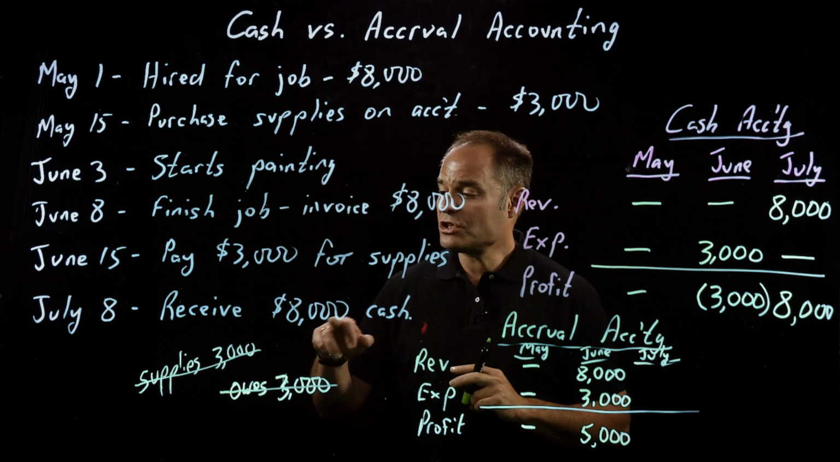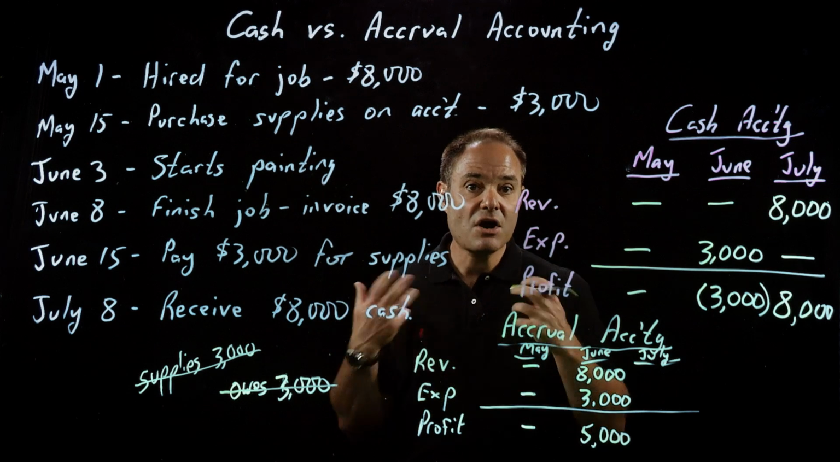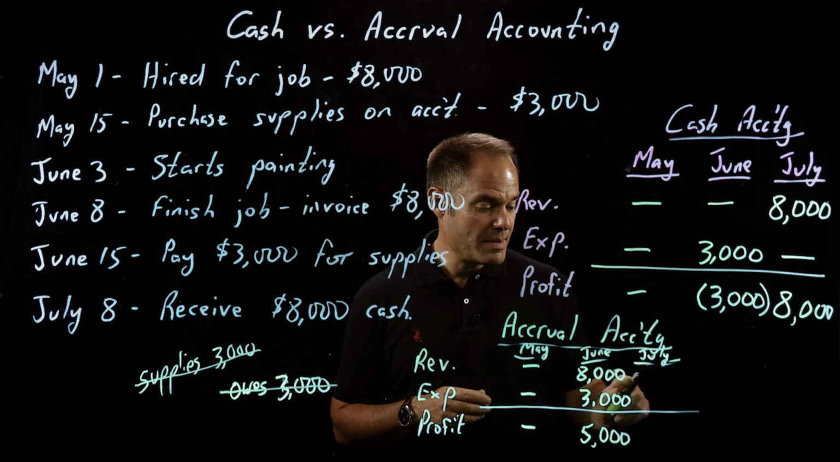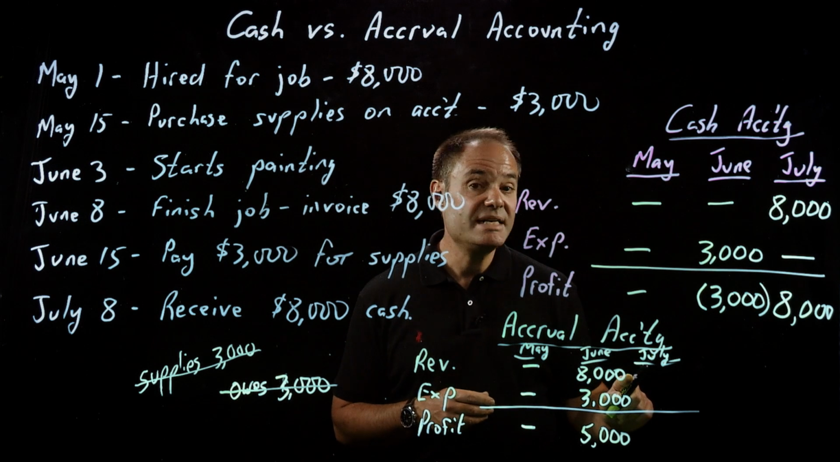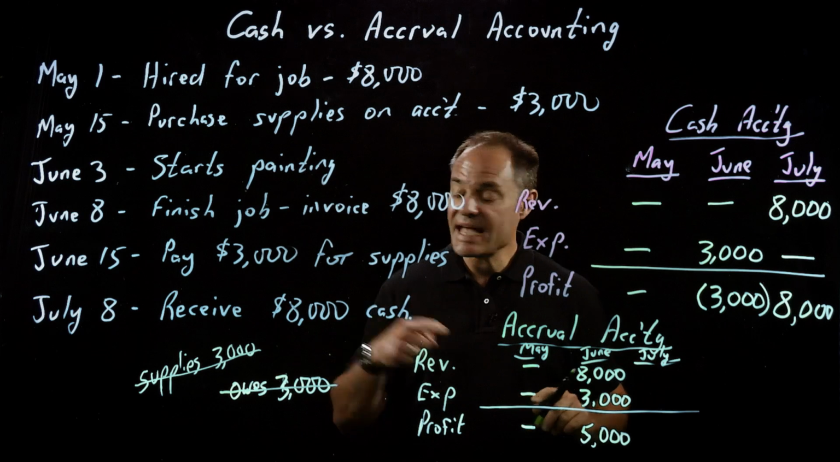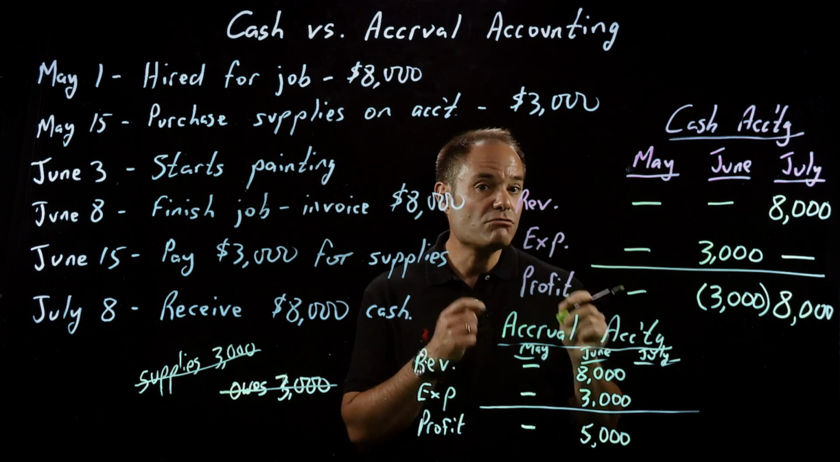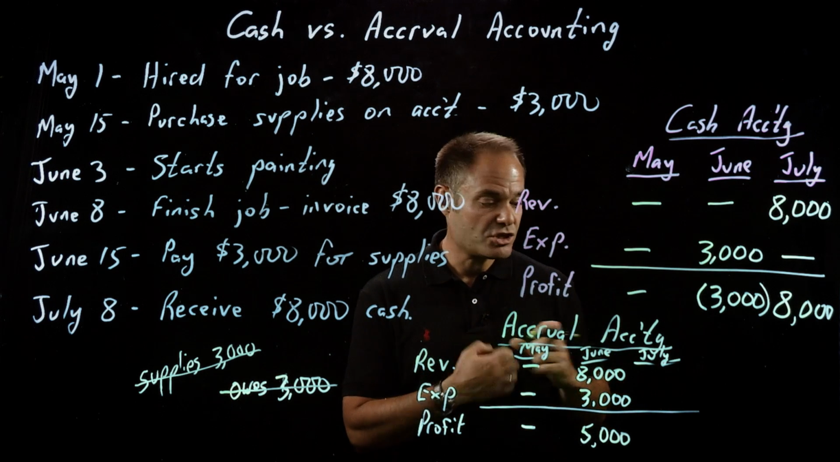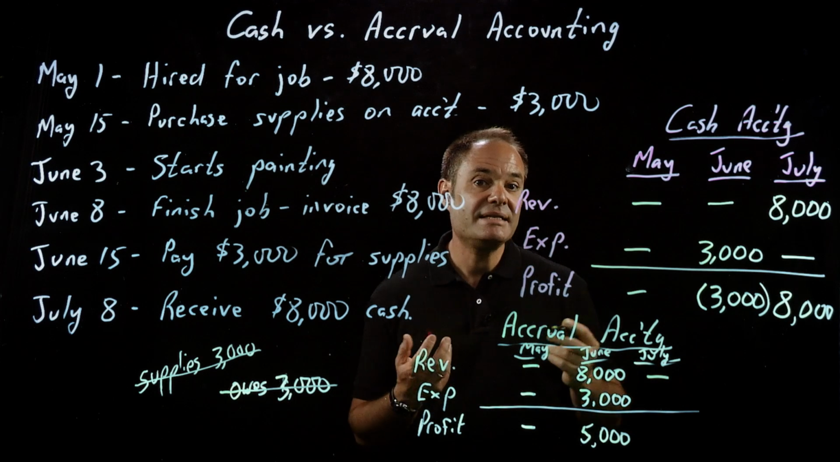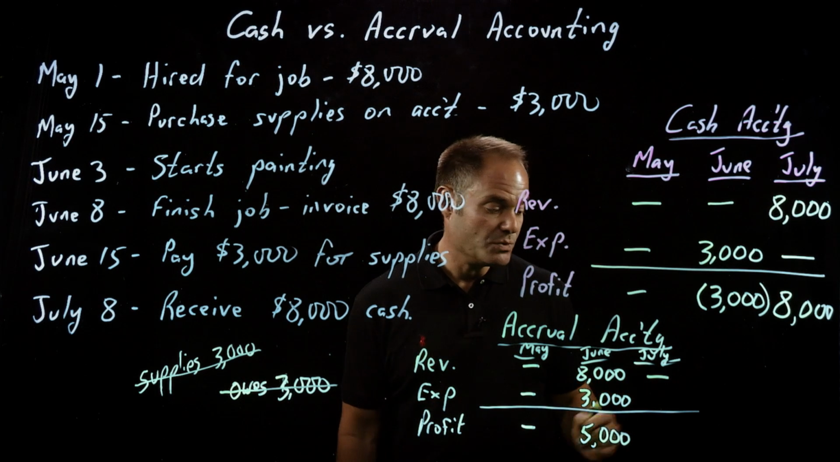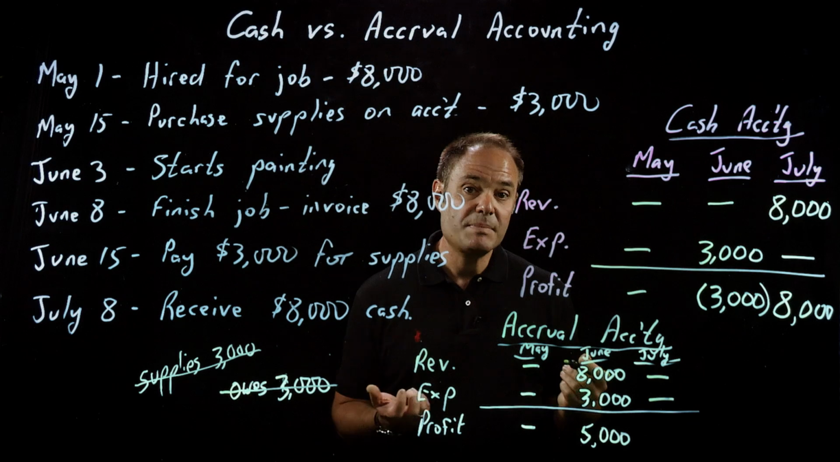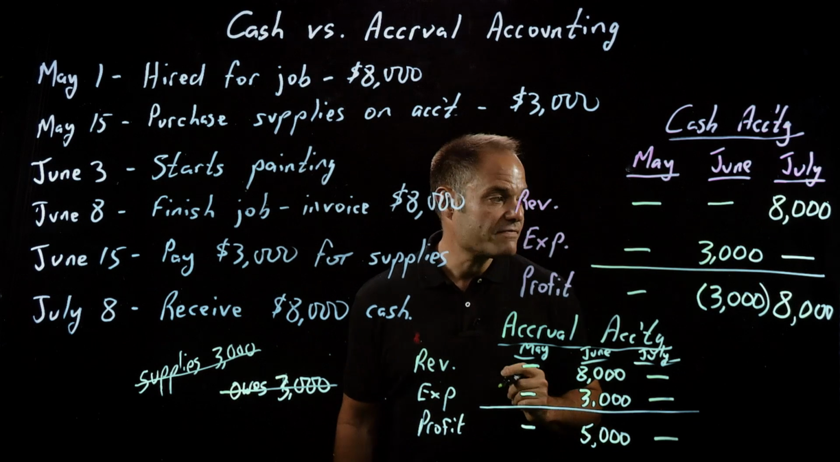And then on July 8th, he receives the cash that I owed him. So remember over here, we booked revenue of $8,000 in June, but he didn't receive the cash. He receives the cash in July, but that's not revenue. That's just the payment of cash. In July, he didn't actually paint any houses. He didn't earn any revenue. Similarly, he incurred no expenses, and so he has no profit.